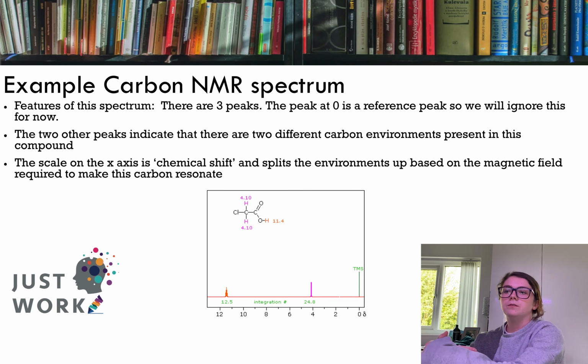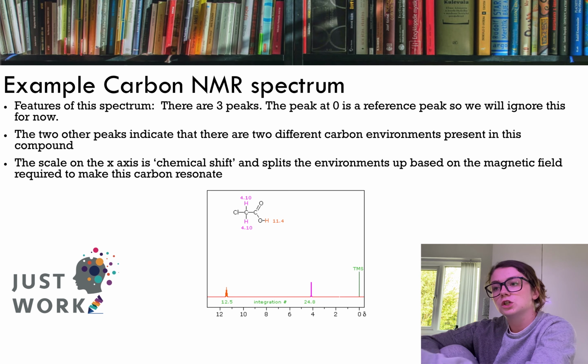So this is an example of a carbon NMR spectrum, and the features are 3 peaks. The one at 0 is a reference peak, which we're going to be talking about in a second, and the other 2 peaks indicate that there are 2 different carbon environments present in this compound. The scale on the x-axis is known as the chemical shift and splits the environments up based on their magnetic field, and this is required to make the carbon resonate.